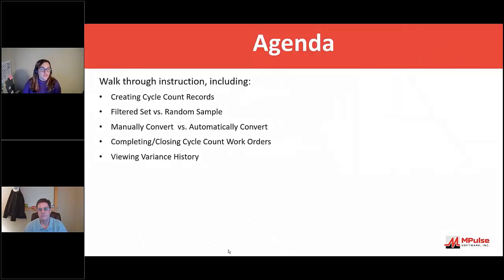As you can see, there's quite a bit that goes into building and managing these cycle counts. What we're going to look at today is going to go over topics like creating cycle count records. We're going to talk about setting up filtered sets versus random samples. We'll take a look at how we manually convert these cycle counts to work orders versus how to automatically convert them. We'll take a look at completing and closing those cycle count work orders that we generate. And then finally, we're going to take a look at viewing the variance history.